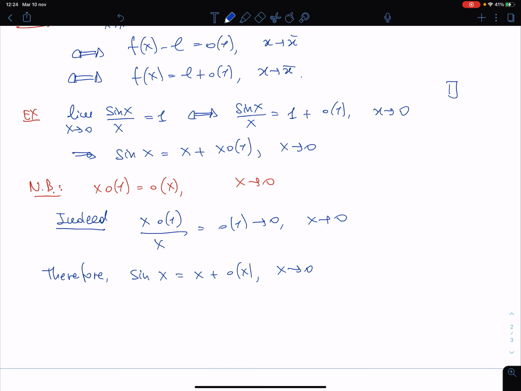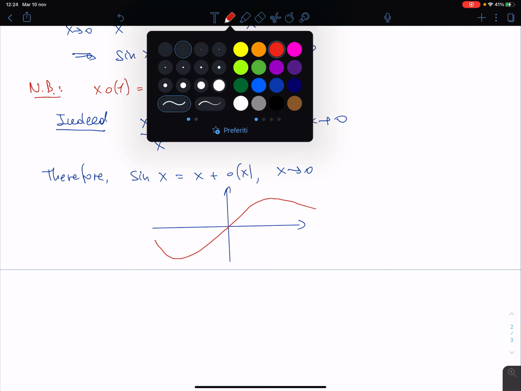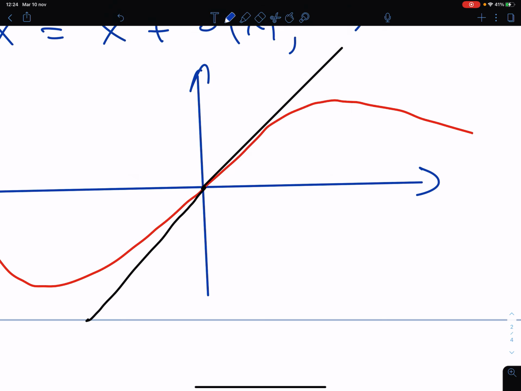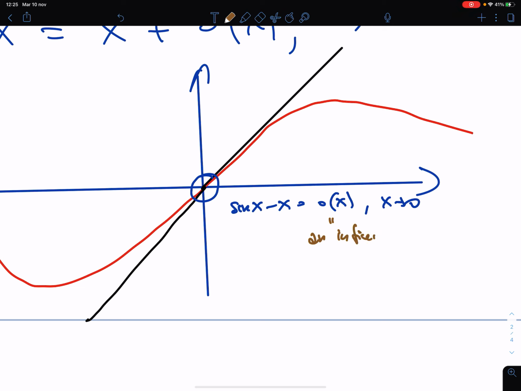And this is the picture here. Here we have the sine, and here we have x. I'm saying here that sine of x minus x is little o of x as x goes to 0. You can read it as an infinitesimal which is more infinitesimal, which is smaller than x as x goes to 0.